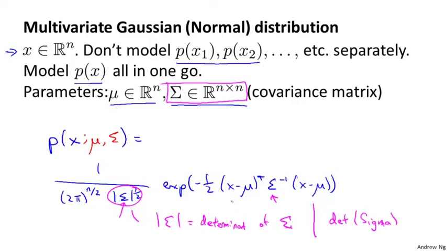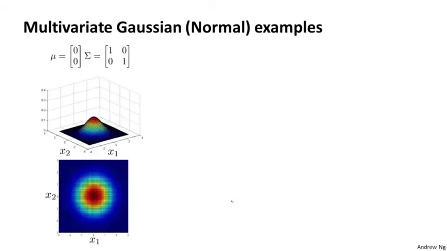But more importantly, what does P of x actually look like? Let's look at some examples of multivariate Gaussian distributions. Let's take a two-dimensional example. If I have n equals 2, I have two features, x1 and x2. Let's say I set mu to be equal to 0 and sigma to be equal to this matrix here, with 1s on the diagonals and 0s on the off diagonals. This matrix is sometimes also called the identity matrix. In that case, P of x will look like this.